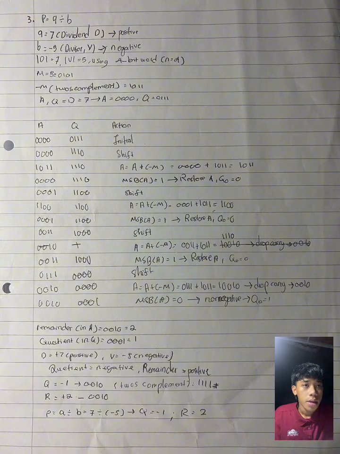So the dividend D equals positive 7. So I set A equals 0, 0, 0, 0, and Q equals 0, 1, 1, 1. The divisor magnitude M equals 5, which in 4 bits is 0101. So negative M, the 2's complement, is 1011. So the algorithm has 4 cycles.